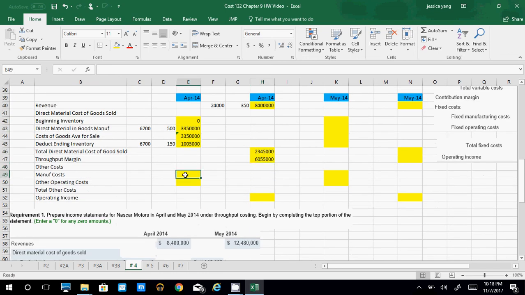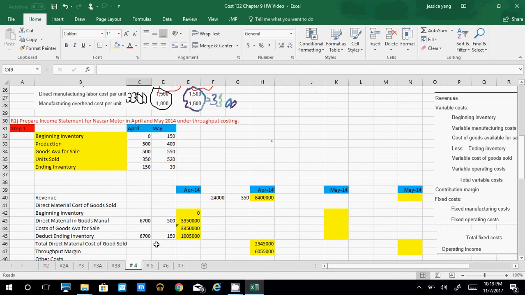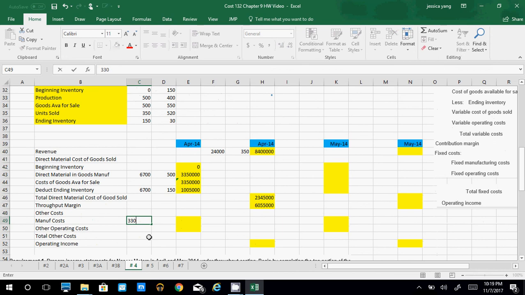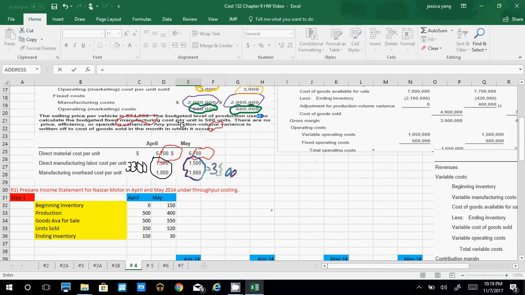For the manufacturing cost, we take the sum of our direct manufacturing labor cost per unit of $1,500 from April plus our manufacturing overhead cost per unit of $1,800 from April, which gives us a total of $3,300. We multiply that by our production in April of 500 units, also adding that with our fixed manufacturing cost of 2 million.